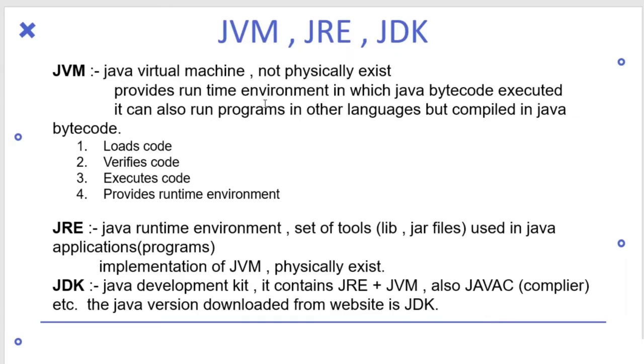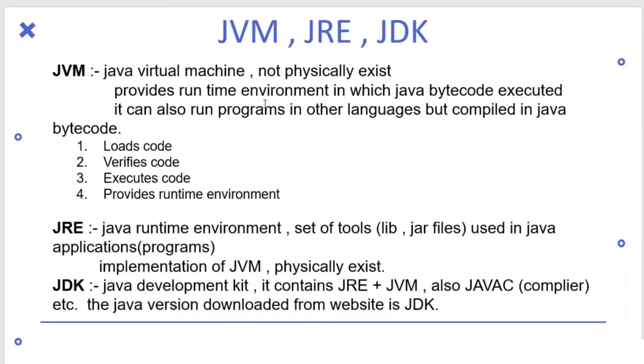The second part is JRE, the Java Runtime Environment. What is the JRE? It is a set of tools, libraries and some jar files, Java archive files. It's used by the Java applications and programs that we are going to create, and it provides the implementation of the JVM. It physically exists in the JDK, as the runtime environment is just a set of programs and protocols in the JDK.